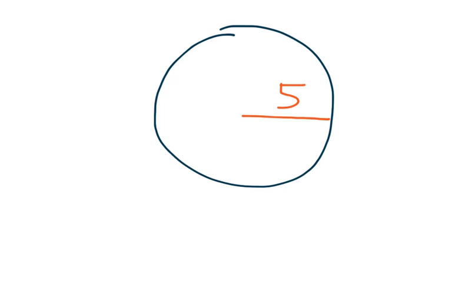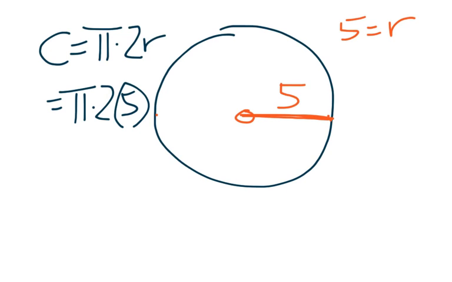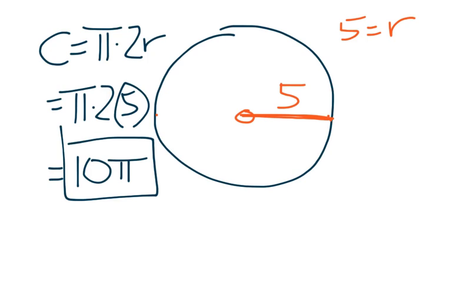For number 9, we do not have a line that goes straight from one edge to the other edge. Instead, we start from the middle and end at the edge. That means that 5 is our radius. So remember, when we have a radius, the formula is circumference equals pi times 2r. So that means our circumference is going to be pi times 2 times our r, which is 5. So 2 times 5 is 10. So that means our circumference is 10 pi. And this is our answer for number 9.